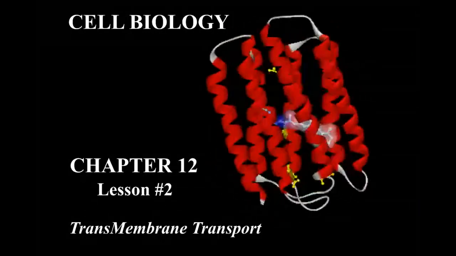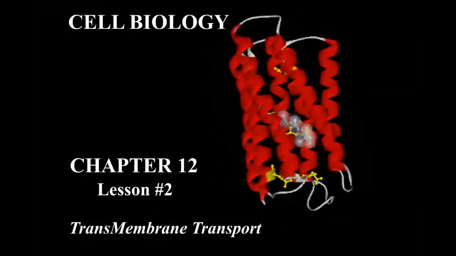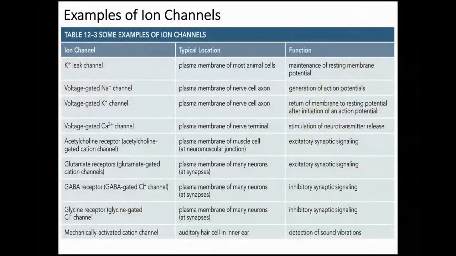And this is lesson 2 on chapter 12. All right. And before we go a little bit forward with material, I want to review something. I want to review some important examples of ion channels, right? And I'm particularly now interested maybe in the gated ion channels, to talk about examples of gated ion channels.